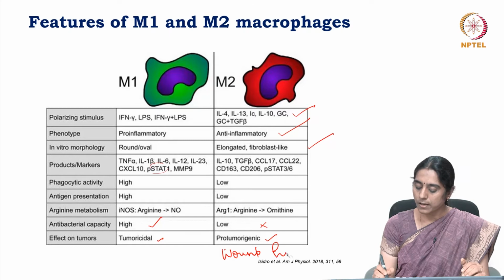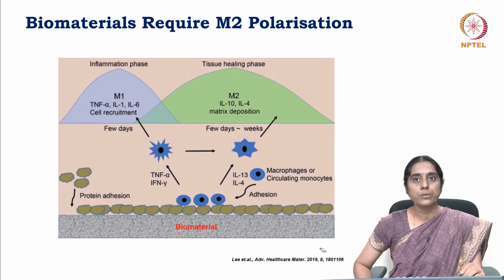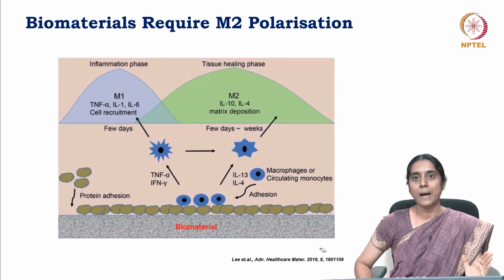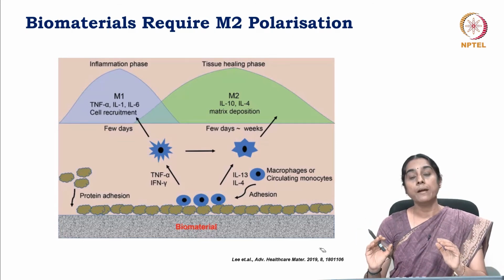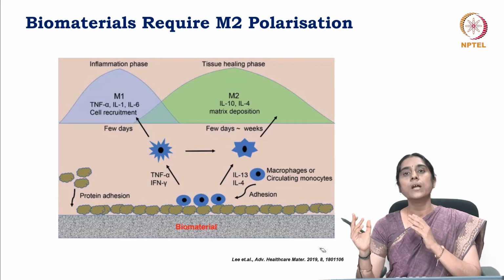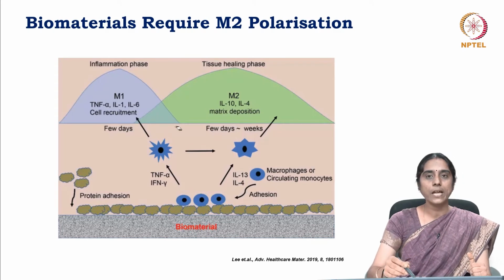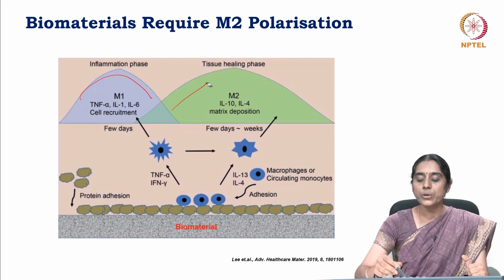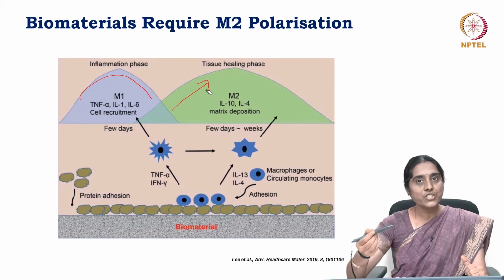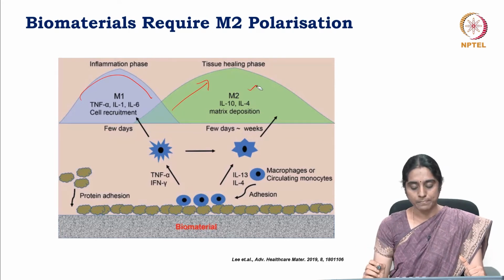This is why, for biomaterials, they prefer M2 polarization. They require M2 polarization. The macrophage should polarize towards the M2 phenotype once the acute inflammation happens. So, you can see that after the initial inflammatory phase, after a few days the tissue healing phase happens. When we check the macrophage phenotype, you can see that it will be of the M2 type.